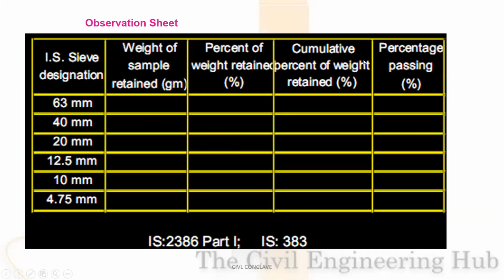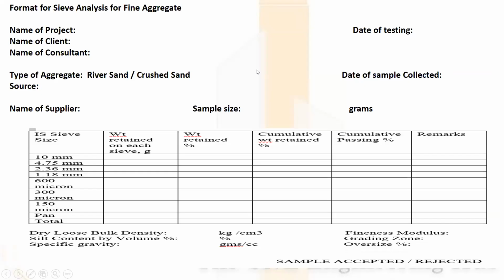This is the observation sheet, and how to prepare it is shown in IS 2386 Part 1. Sieve designation, that is 6.3 mm to 4.75 mm, weight of sample retained in grams, percentage of weight retained, cumulative percentage of weight retained, percentage passing. This is the observation sheet. Generally this is how to create a format like this.